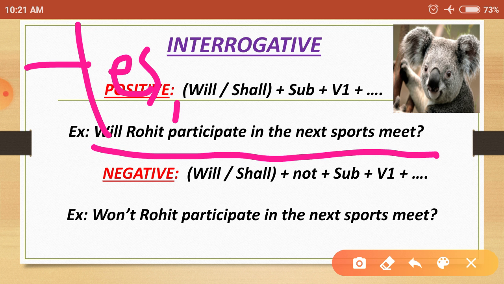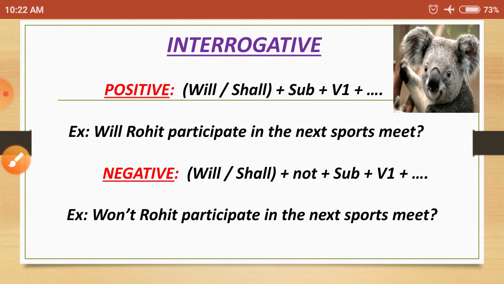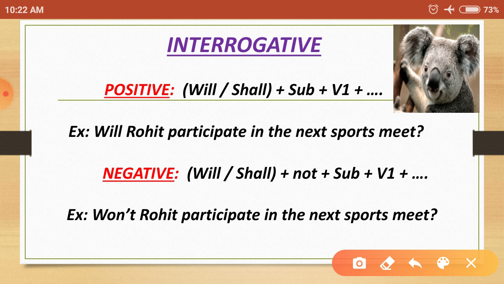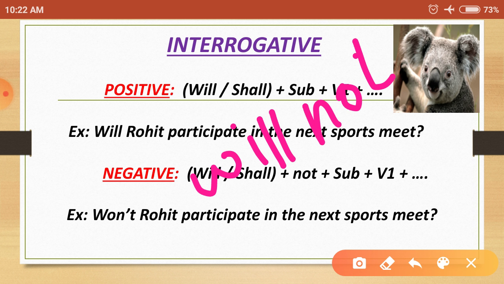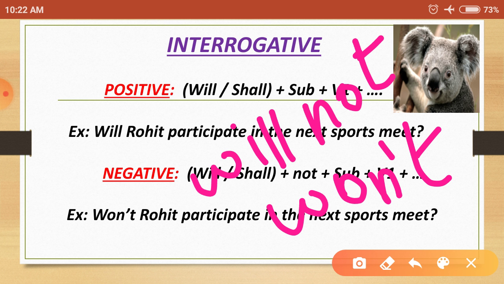And for the negative statement, won't Rohit participate in the next meet? So what is the difference between the positive and negative type of questions? In the positive question, not will not be included, but in the negative question, not will be included. So the shortest form of will not is won't.